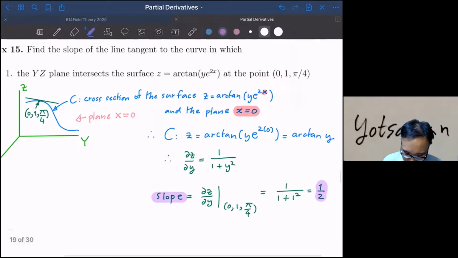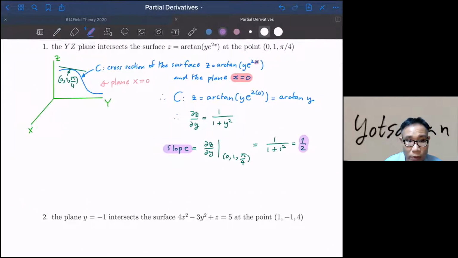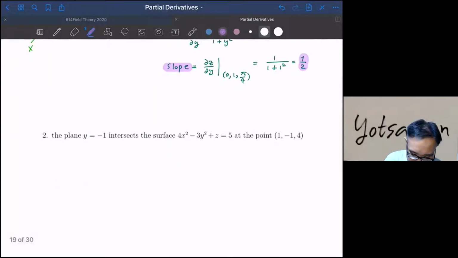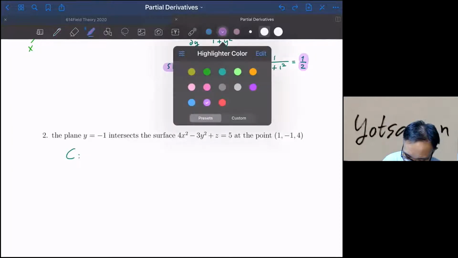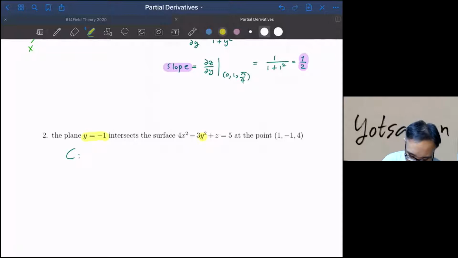The second one: you have the plane y equal to -1 intersecting the surface 4x squared minus 3y squared plus z equal to 5, and you would like to find the slope of the tangent line at the point (1, -1, 4). Okay, I'm not going to sketch anything. I'm just going to find the curve C. The curve turns out to be what you get when you put y equal to -1 into your surface. So you have 4x squared minus 3 times (-1) squared, plus z equal to 5.